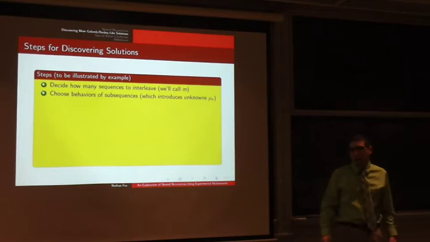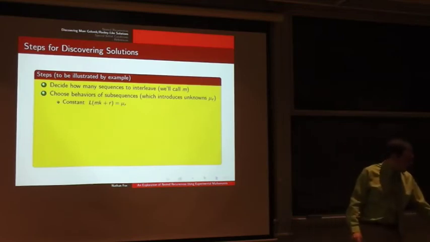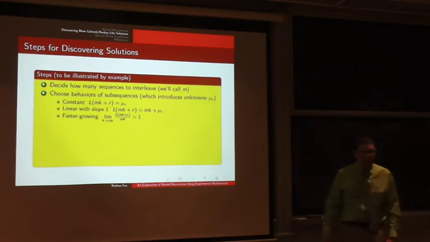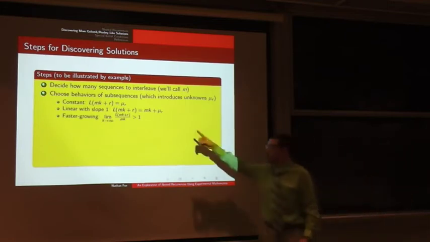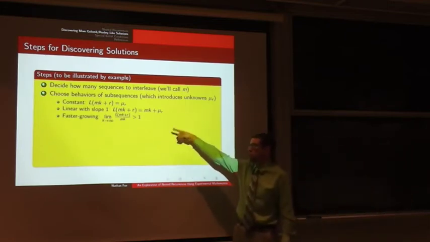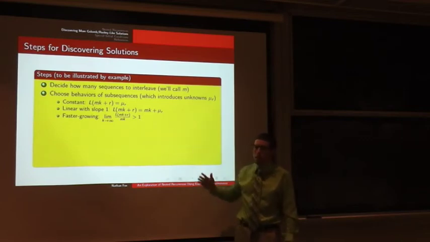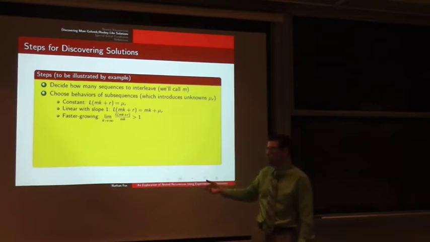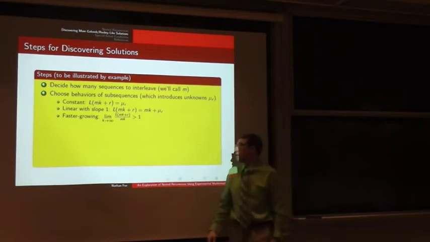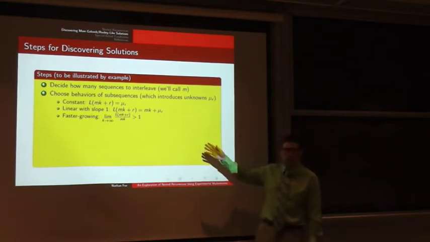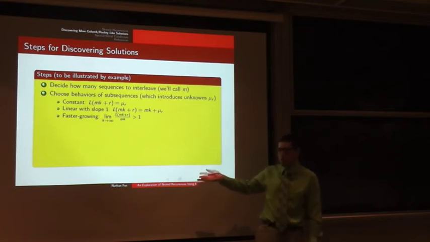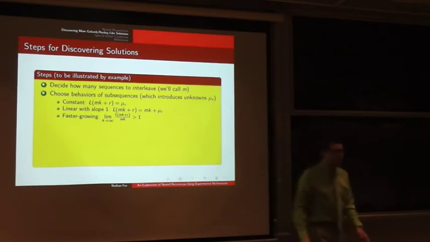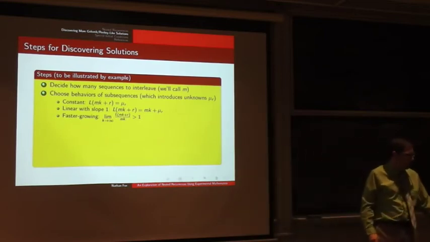Then we need to decide what our subsequences are going to look like. The 3 options that we're going to consider here are they could be constant, they could be linear with slope 1, or they could be faster growing than that, meaning linear with slope greater than 1, or quadratic, or something that goes faster than linear. We're not considering things that have slope between 0 and 1. Those don't seem common, but they do come up occasionally. But it's easier to just ignore those.